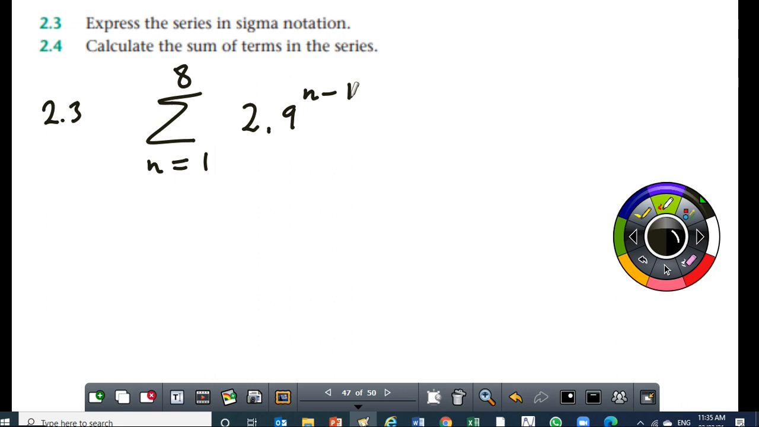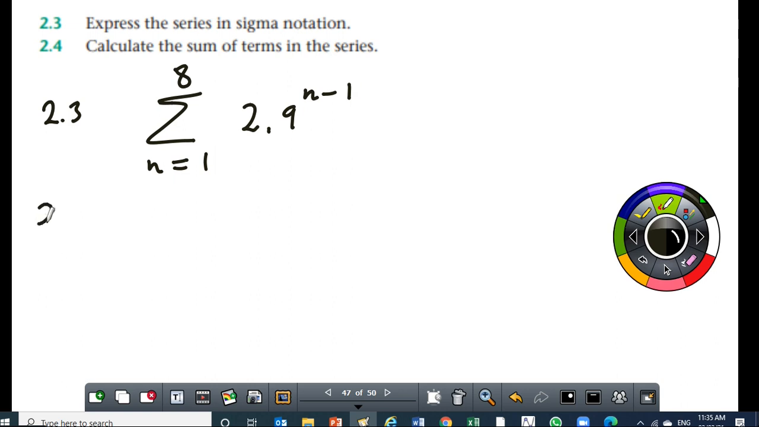So if you substitute n equal to 1 here, 1 minus 1 gives you 0. 9 to the power of 0 gives you 1. So the first term is 2. Please take note, this is the general term. If your general term is incorrect, it means when you write your sigma notation, you get an incorrect answer. So you make sure you know how to find the nth term or general term of an arithmetic sequence and a geometric sequence. So this is the answer.